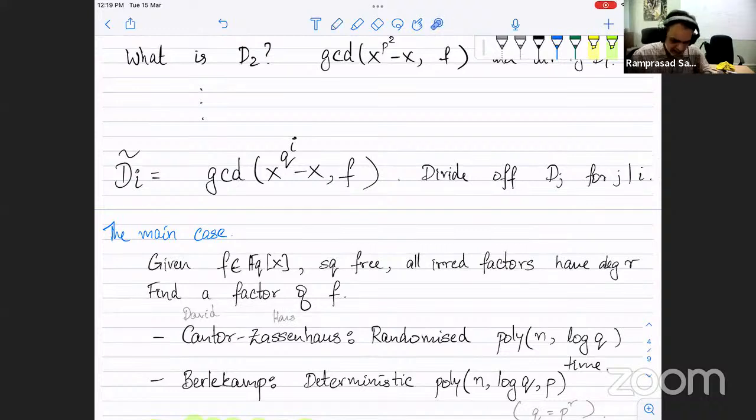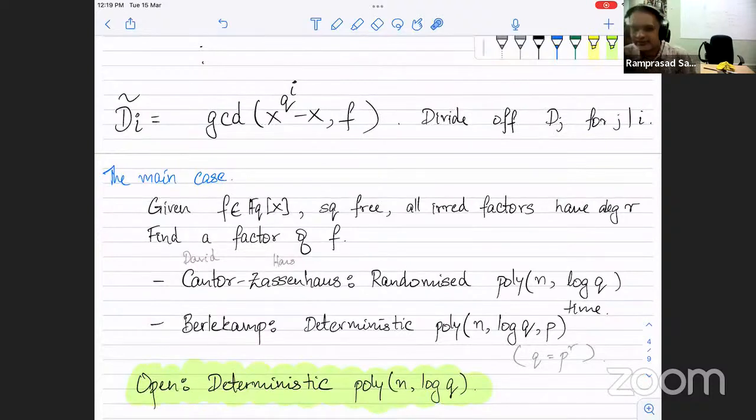And Berlekamp's algorithm is actually from the 60s. It's much older, much earlier than Cantor-Zassenhaus. Okay. And it turns out a major open problem is to do this in deterministic time n and log q, and we still don't know how to do this. There are various other subcases that we know how to solve, that again use something about the asymmetry of roots and so on. But the general problem of trying to solve this in deterministic time n and log q continues to remain open.